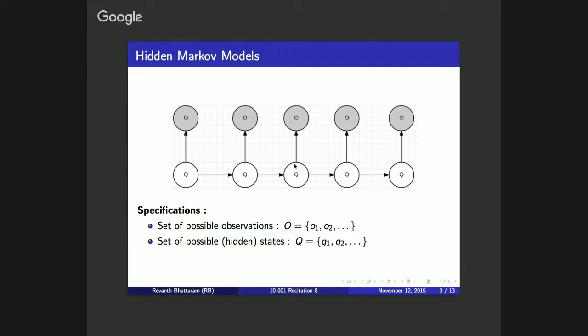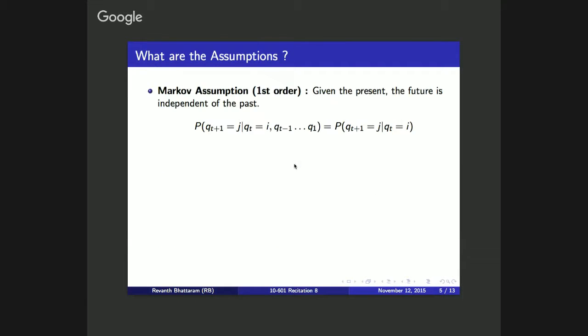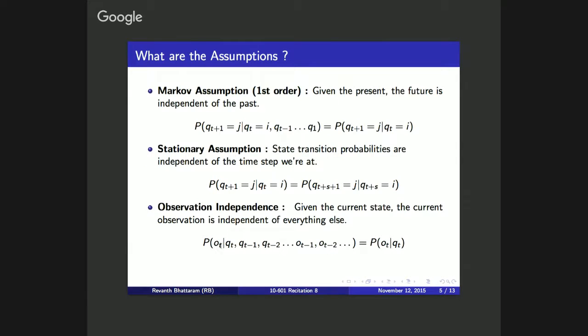So if I know which state I'm at right now, I don't have to worry about what the previous observation was or what time step I was at before in order to determine the likelihood of seeing an observation. So that's just the probability of O_t, the observation at time t, given the current state and previous observations, and that's going to be equal to the probability of the current observation given the current state. So these are the three assumptions that we have for a hidden Markov model.